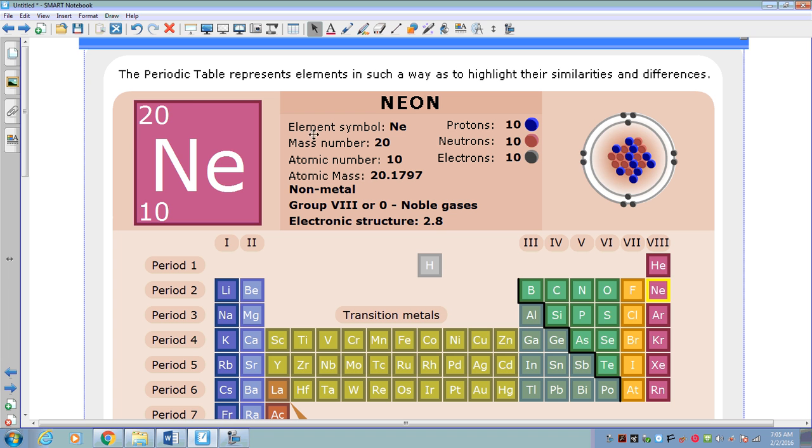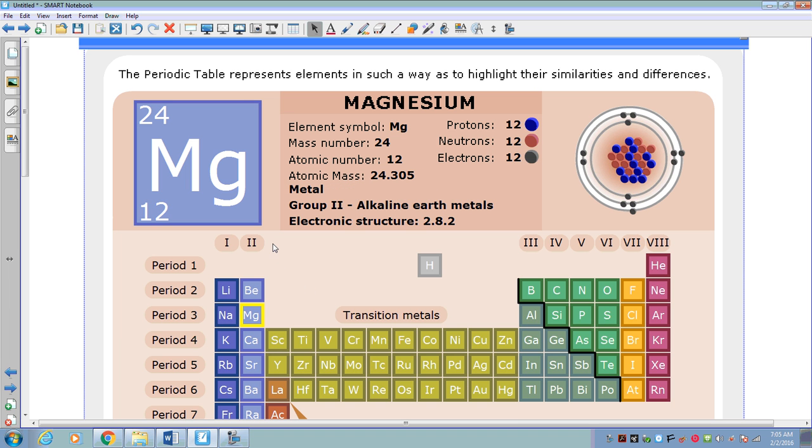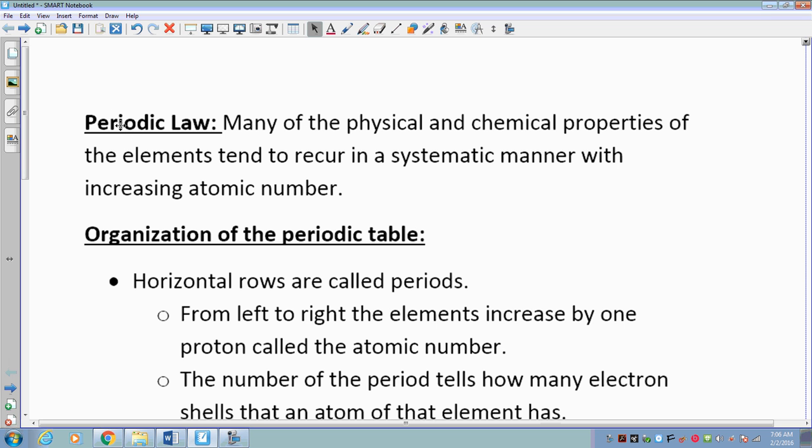And so it makes sense going left to right, just like a book, each time it increases, but it also makes sense that it's classified going up and down. And so it's a two-dimensional classification system. And so we're going to look at that. And one of the things we're going to look at is periodic law.